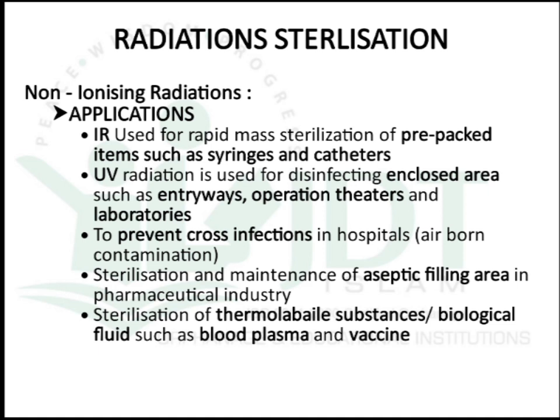Now coming to the application of non-ionizing radiation. Infrared rays are used for rapid mass sterilization of pre-packed items like syringes and catheters. UV radiation is used for disinfection of enclosed areas such as entryways, operation theaters and laboratories. And it is used to prevent cross contamination in hospitals, sterilization and maintenance of aseptic filling areas in the industry, and sterilization of thermolabile substances or biological fluids such as blood, plasma and vaccines.